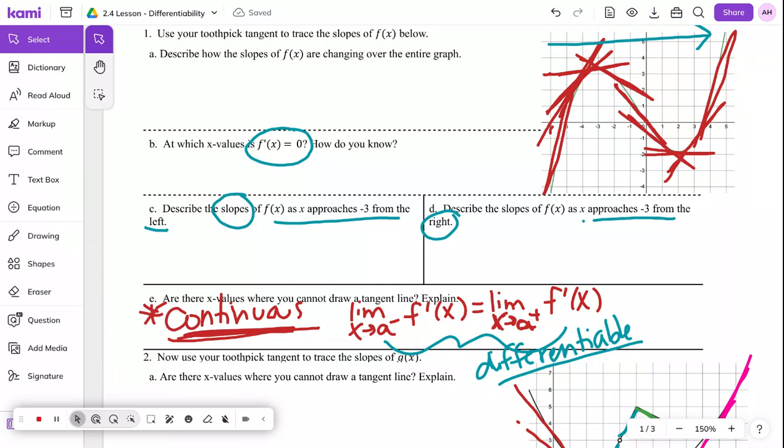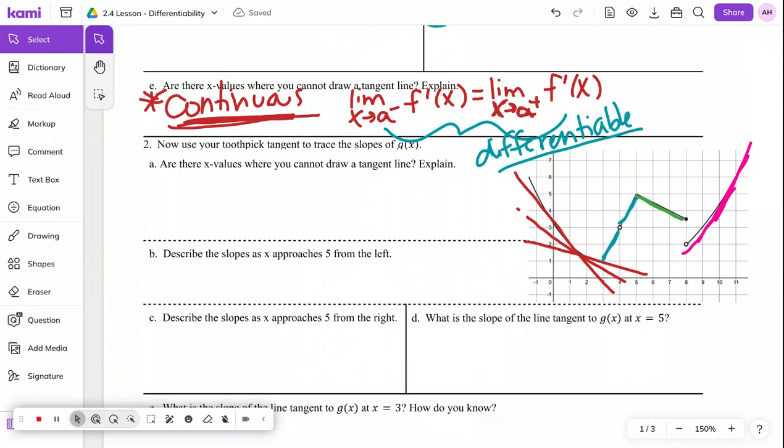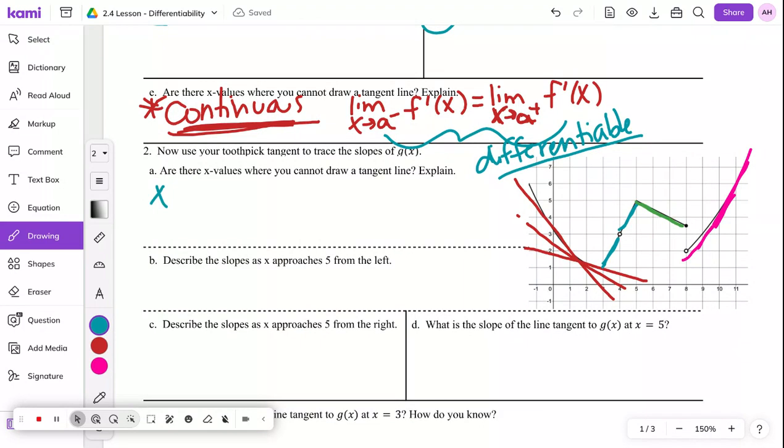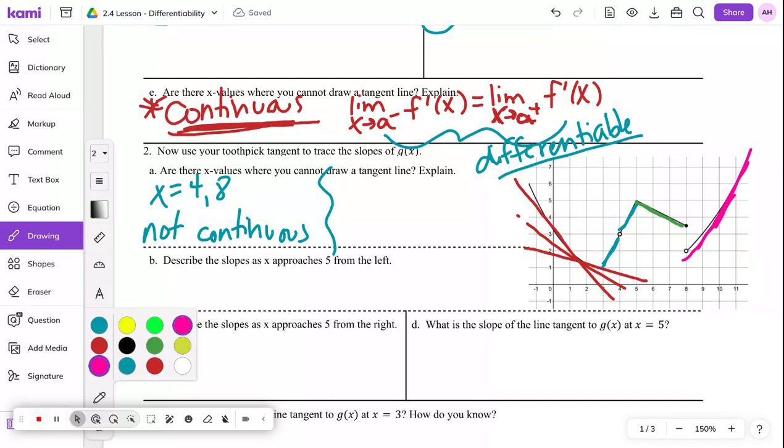However, when I take a look at 2, it says, are there x values where you cannot draw a tangent line? Yeah, I cannot draw a tangent line at x equals 4 and 8, because my function is not continuous. If my function is not continuous, I cannot draw a tangent line, so I cannot find a slope of a tangent line that cannot be drawn. And I really couldn't draw a tangent line here.